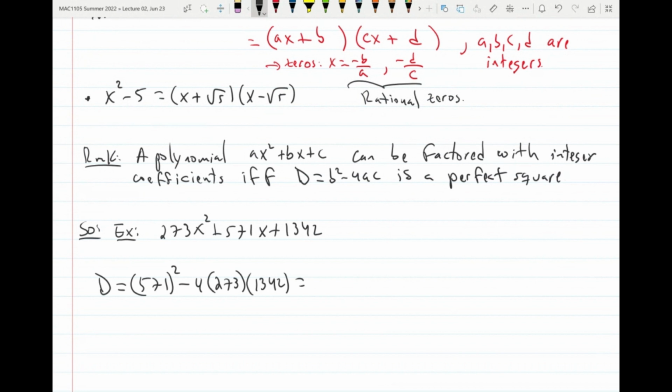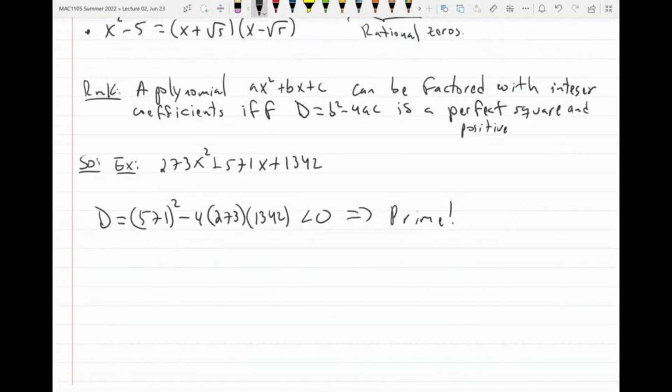And by the way, if we get something negative, even if it's a perfect square, if the discriminant is negative, it's also prime, right? Because even more, the roots are not going to be rational, they're going to be complex, okay? So when I say this is a perfect square, I'm assuming it's positive. Okay, so let's see, 571 squared, this number, then minus 4 times 273 times 1,342. Okay, I get a negative number, so that means prime.